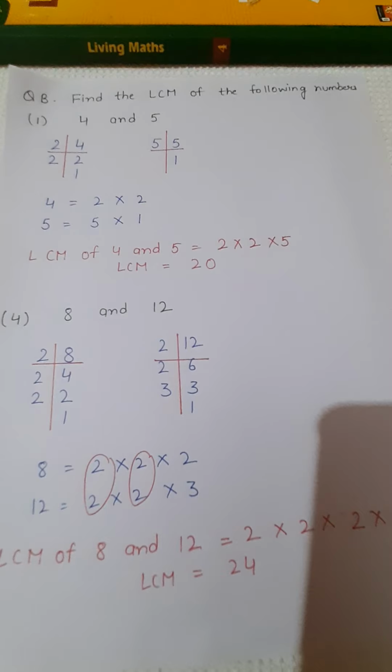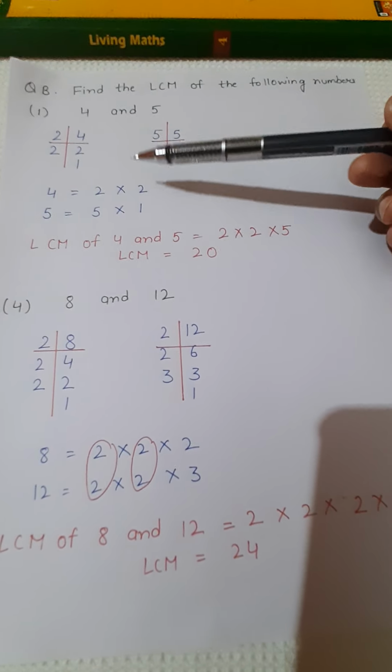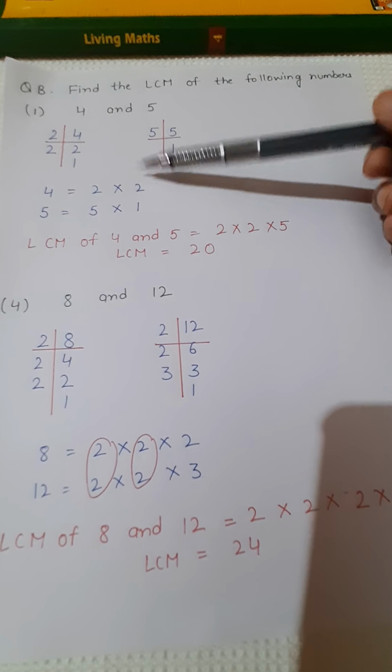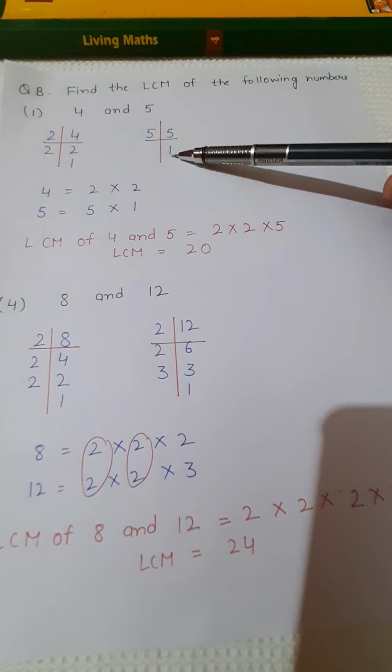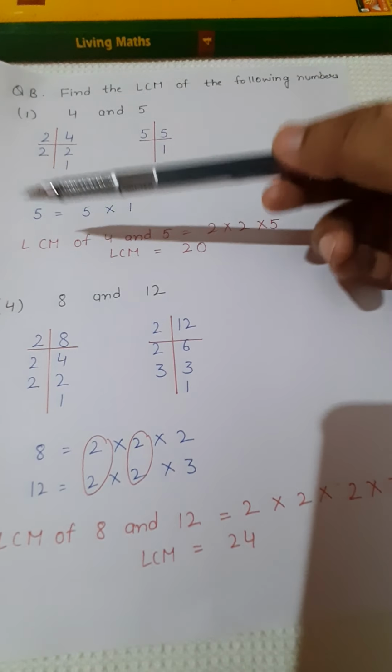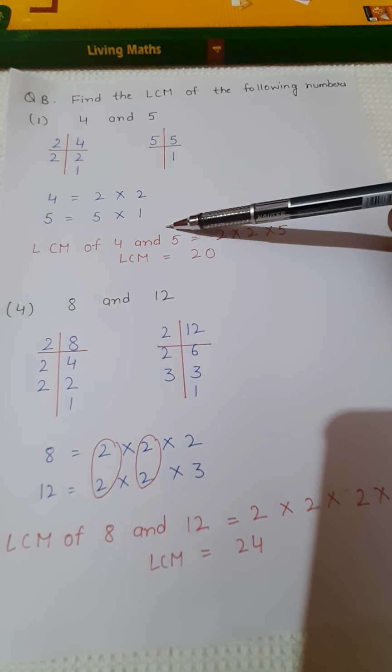Now question B, in this we have to find the LCM. Same method: firstly you have to use prime factorization with the division method. Right here 4, 2 2s are 4, 2 1s are 2, then 5, 5 1s are 5. The factors are 4 = 2 into 2, and 5 = 5 into 1. Now the LCM of 4 and 5.